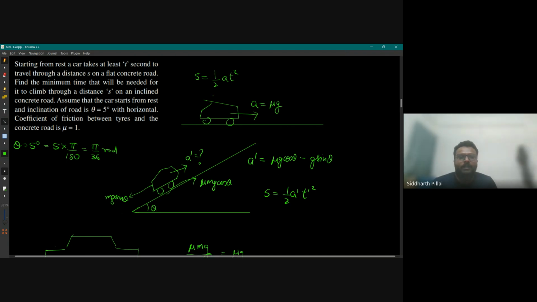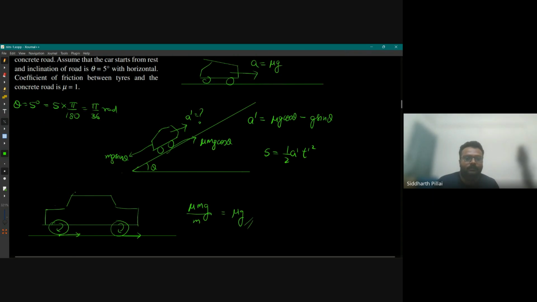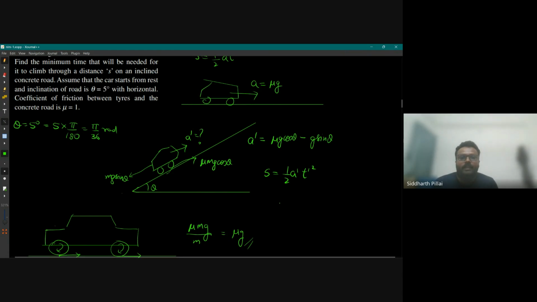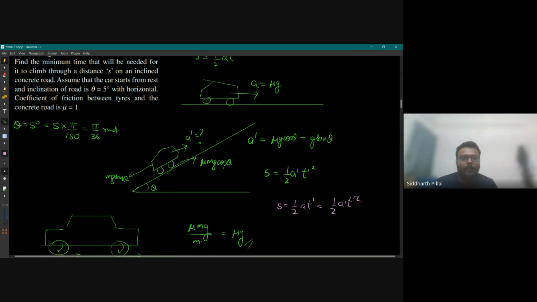Okay, so just equate the two distances. What will you get? I'll write it somewhere here. So S is equal to, I'll use a different color. S is equal to half a t square is equal to half a prime t prime square, right? Both cases we are starting from rest. Then we will get t prime is equal to root of a by a prime into t.